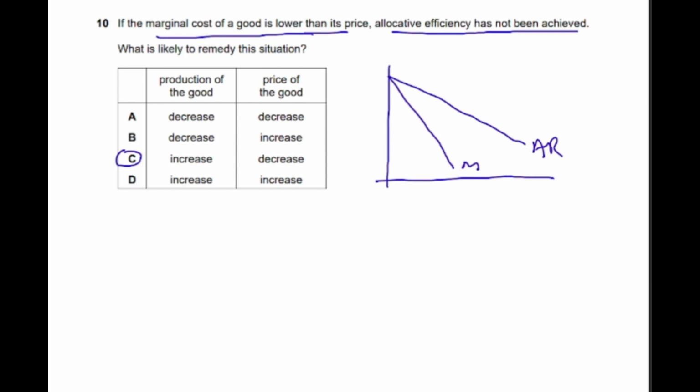This is average revenue, this is marginal revenue and this is marginal cost. What imperfectly competitive markets generally do is produce where marginal cost is equal to marginal revenue. So this is the point where firms will initially be producing, and this is the price the firm will be charging. So this is price P and quantity is Q. While allocative efficiency is achieved at the point where marginal cost is equal to average revenue, right? So this is the point where output should be produced to be allocatively efficient, and this should be the price. So output should rise and price should fall.